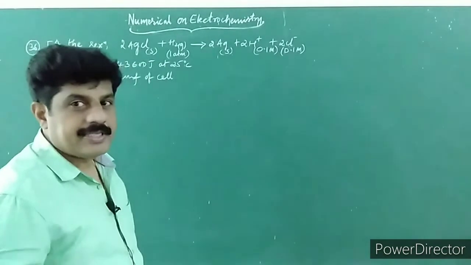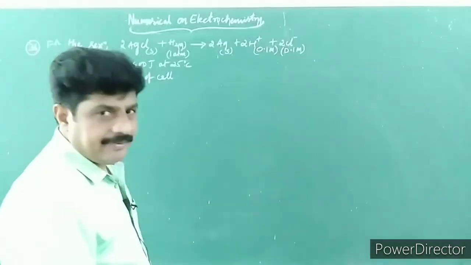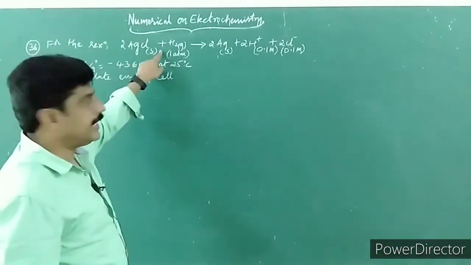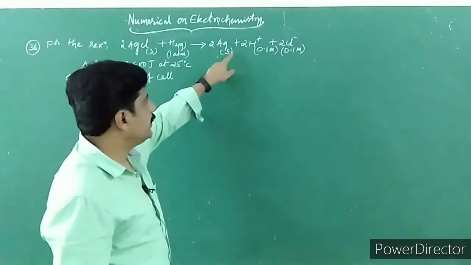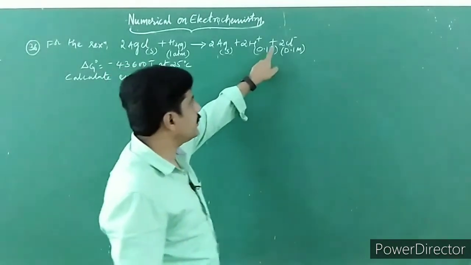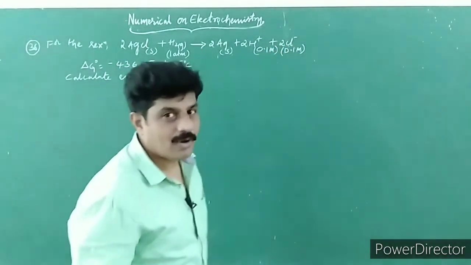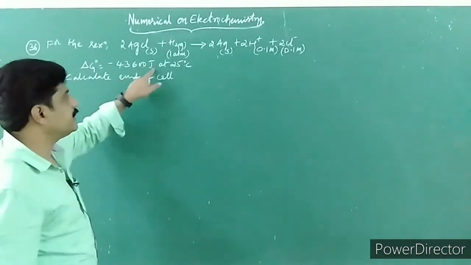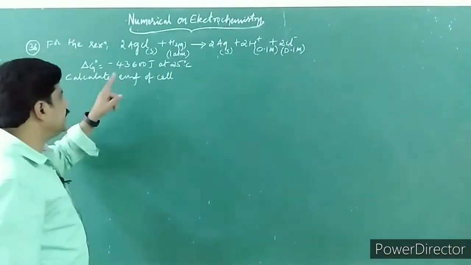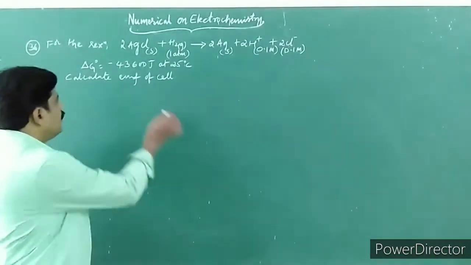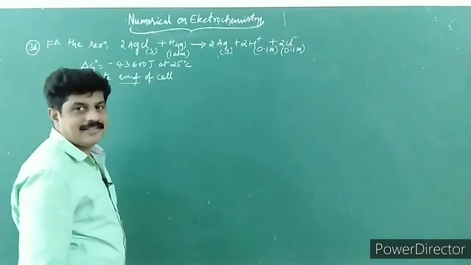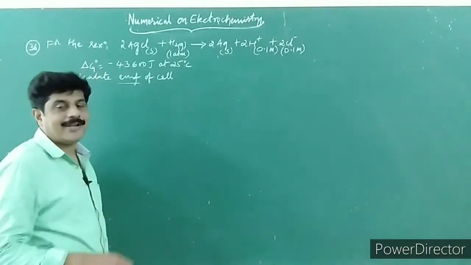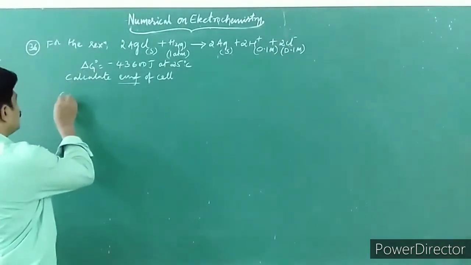Children, let me take up one more numerical which has been asked in the board examination. I believe it is in 2018. For the reaction 2AgCl solid plus H2 gas giving rise to 2Ag solid plus 2H+ ions 0.1 molar concentration plus 2Cl- ions 0.1 molar concentration. Given delta G naught is equal to minus 43,600 joules at 298 Kelvin or 25 degrees Celsius. Calculate EMF of cell. Children, for calculating E cell, you need to know E naught cell as well as N value. Is it not? For that, I need to write the anodic as well as the cathodic reaction. Let me solve. Solution.